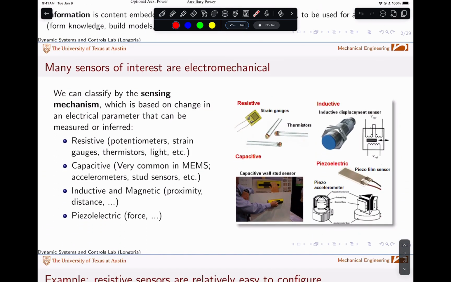Moving on to sensors, again, most of the types that we'll be looking at in this course are electromechanical. And that means that we're trying to measure some quantity, some referent, something that's measurable, and convert it typically into an electrical signal or quantity that we can then use to infer something about what we're trying to measure.